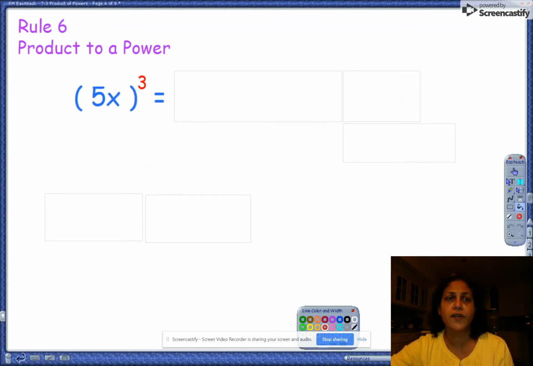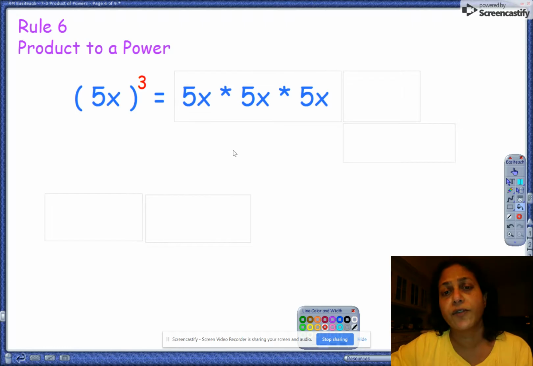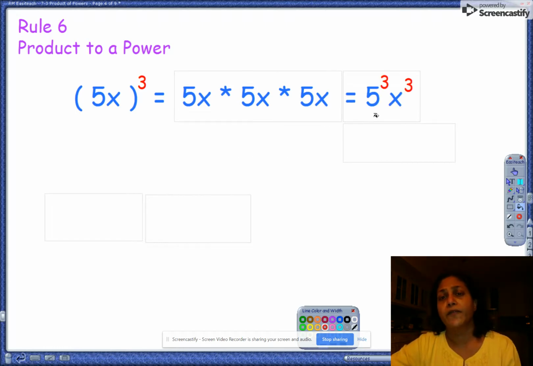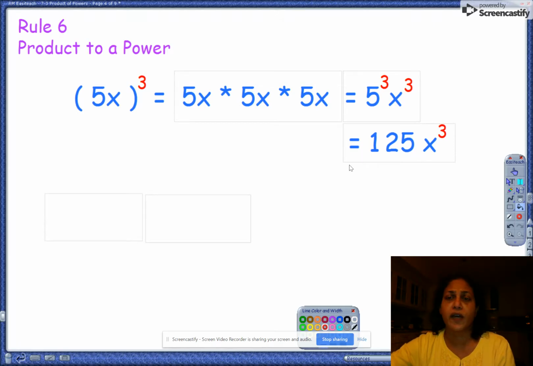The next rule is rule number 6. What happens if we have a product? In this case, 5 times x raised to the third power. This means 5x times 5x times 5x, which turns out to be 5 to the third times x to the third. In some ways, the x gets distributed. So you get 125 times x to the third power.